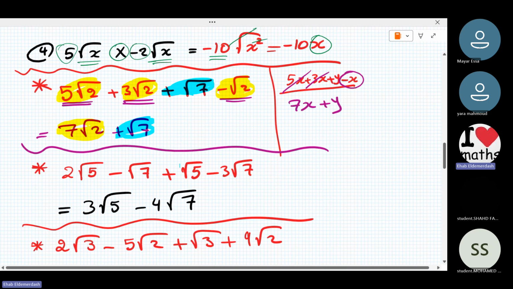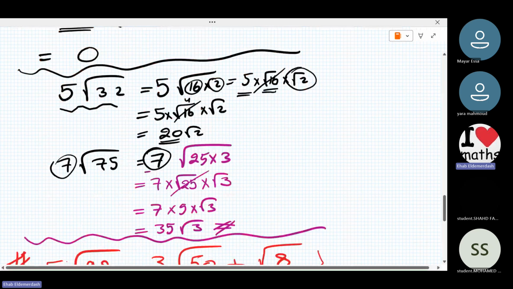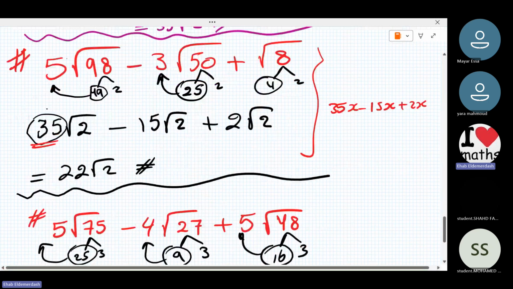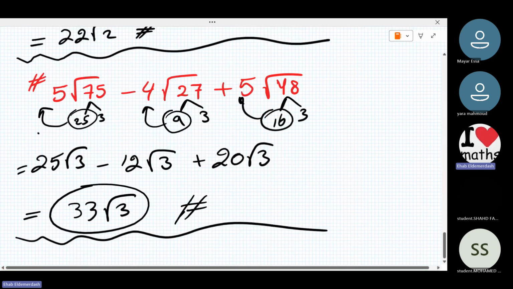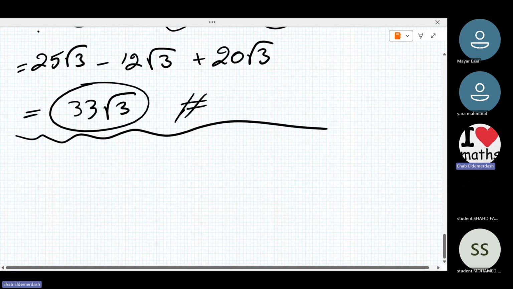In some questions, they will ask us to simplify first. So we have to simplify the expression or the root to be able to add or subtract based on the number. In this type of question, I hope this becomes clear for you at the moment. This is the first half of the first part.